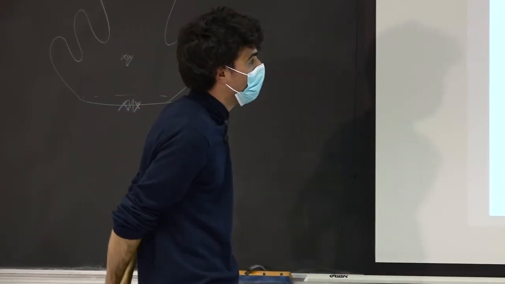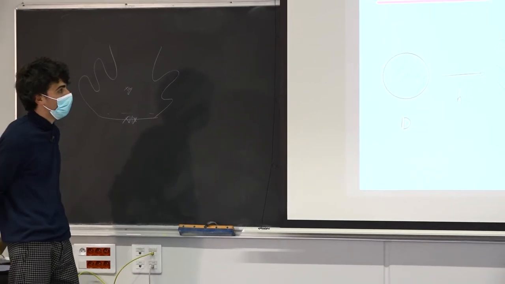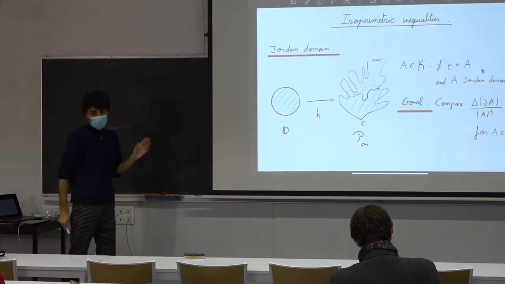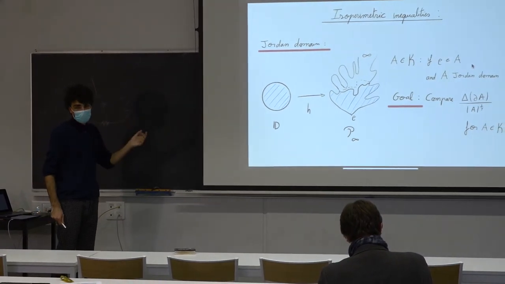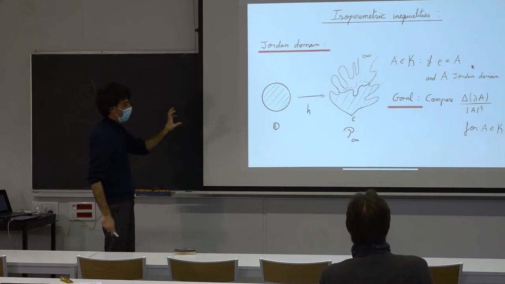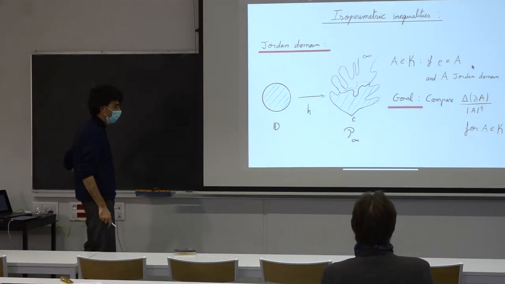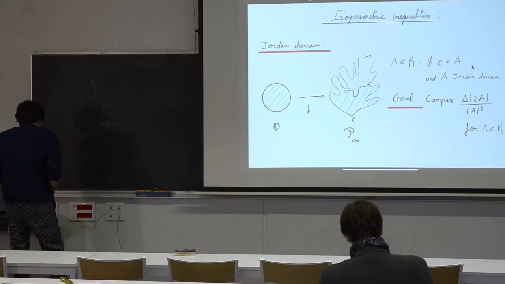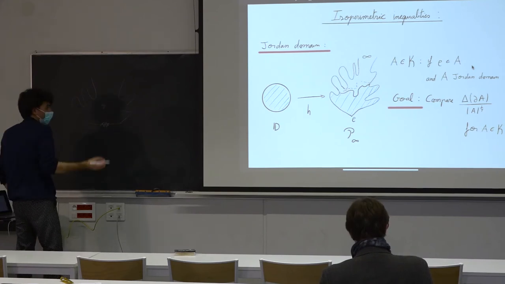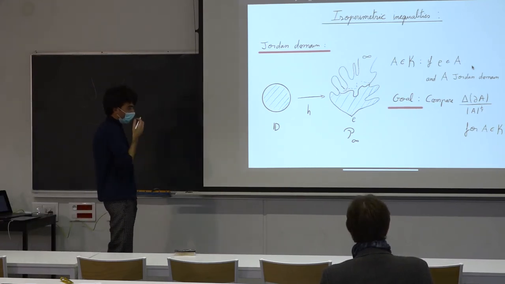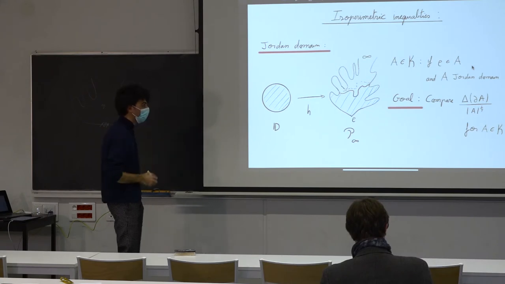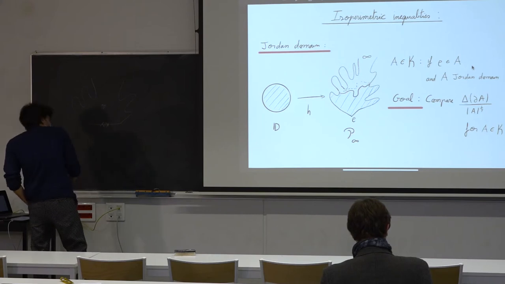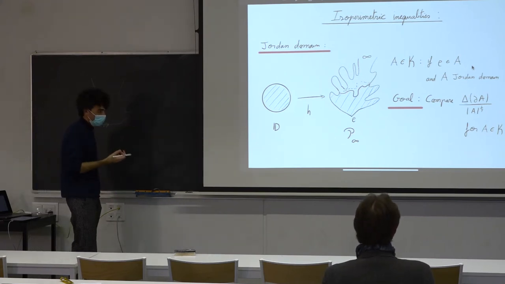So I'm going to consider Jordan domains, and for me a Jordan domain is just the image, a homeomorphic image, of the disk with its boundary. So it is just a disk drawn in the Brownian plane, and I'm going to consider the subset K of the Jordan domains that contain the root. Our goal is to compare the length of the boundary and the volume of your Jordan domain.